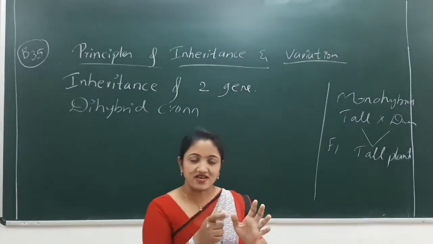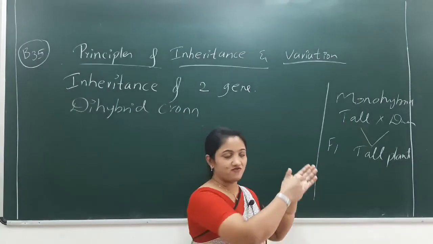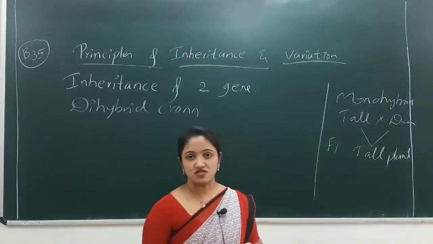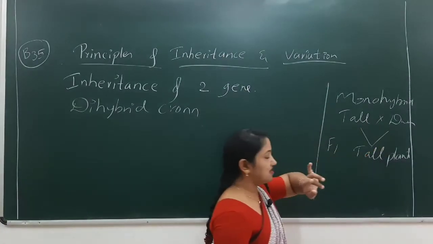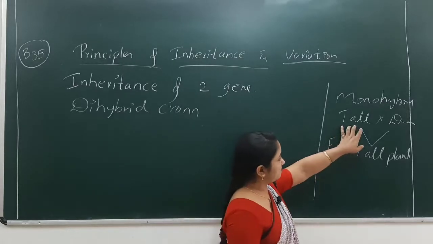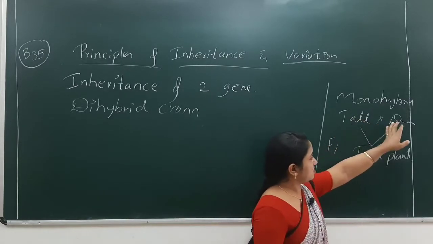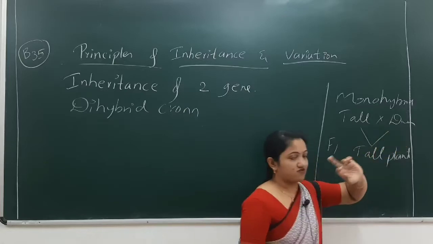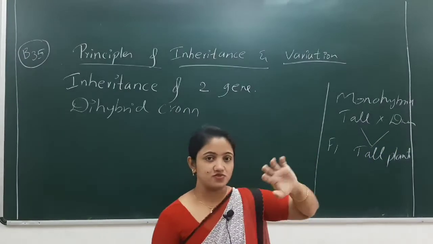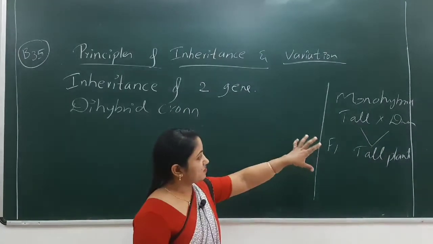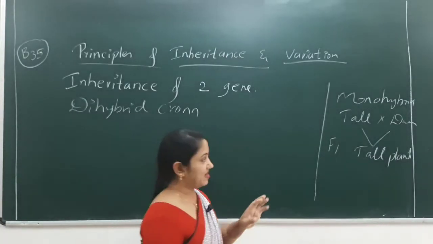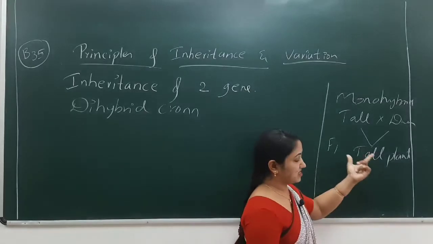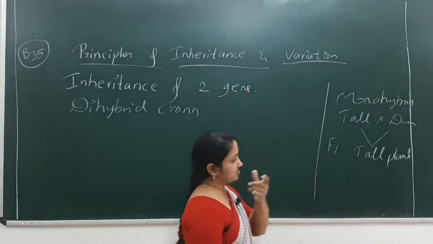So only one character was inherited from one generation to the other. That character was tall and dwarf. Tall was the dominant character or dominant trait. Dwarf was the recessive trait. So only one allele, that is one dominant gene, shows its character and gets expressed in the F1 generation.